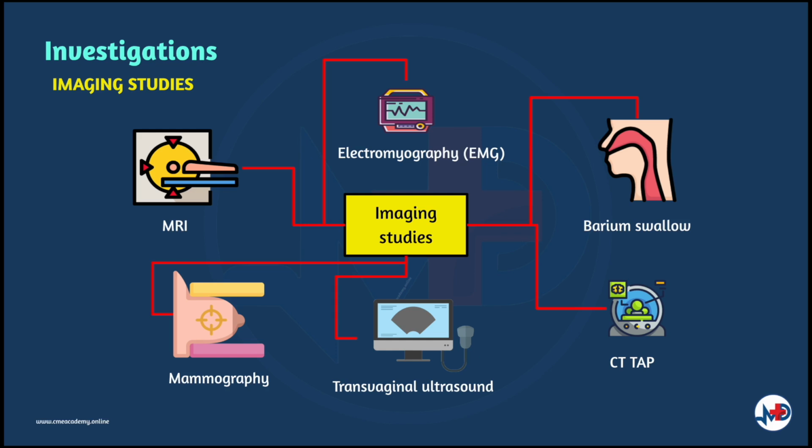Barium swallow can be done to identify esophageal dysmotility. A CT-TAP can be used to evaluate associating malignancy. Ovarian cancer, which is the most common cancer associated with dermatomyositis, can be detected by transvaginal ultrasound of the pelvis. Mammography also can be done to detect breast cancer associated with dermatomyositis.